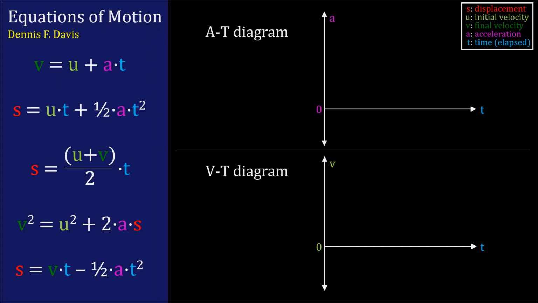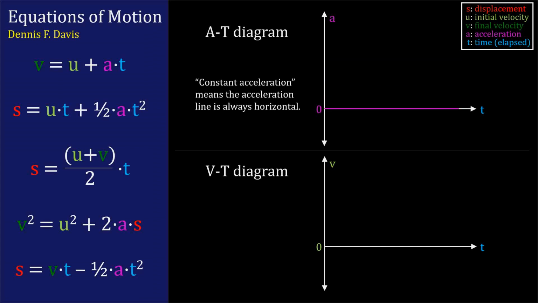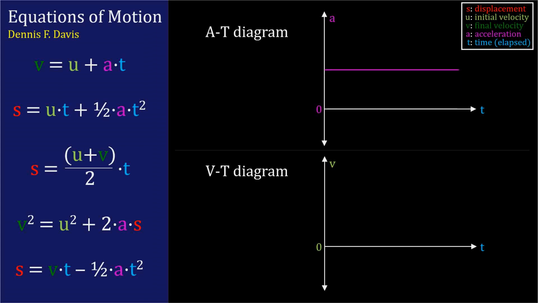Since we're dealing only with uniform or constant acceleration, the AT diagram is just going to be a horizontal line, because the acceleration is the same for all points in time, though it can be positive, 0, or negative. Here, the acceleration is positive. Positive acceleration means increasing velocity, and the velocity line will have a positive slope. In fact, since acceleration is the rate of change of velocity, the slope of the velocity line is the acceleration.